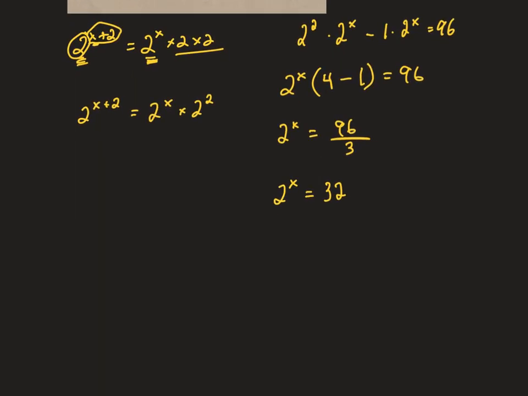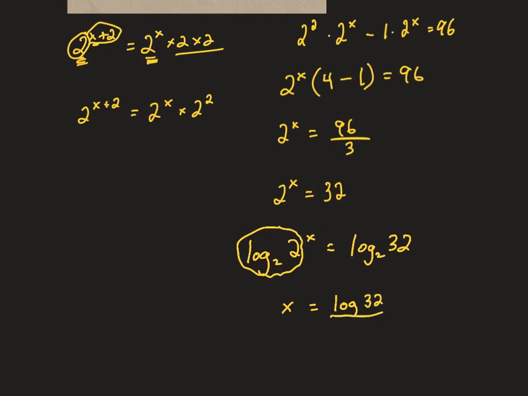We can go on and say the log base 2 of 2 to the x equals the log base 2 of 32. And log base 2 and 2 to the something are inverses of each other, so that's just equal to x. x equals log base 2 of 32. Now let's say you have a calculator that doesn't do log base 2, you could just do log base 10 of 32 divided by the log base 10 of 2. And when you do that in your calculator, you will get an answer of 5.